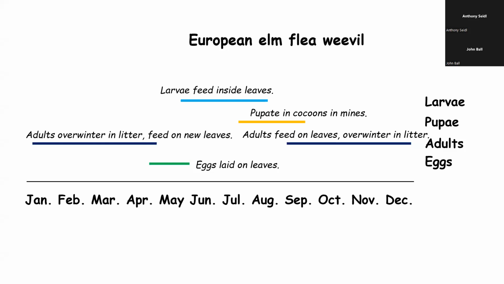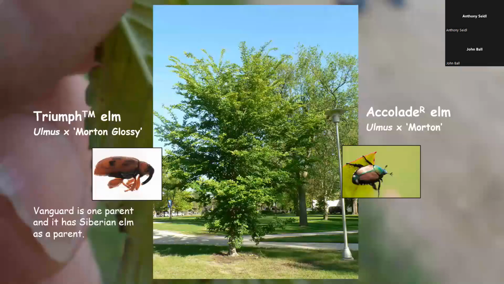And then they'll pupate in cocoons in the mines, drop out, hence we'll have more holes in the leaves, and the adults continue feeding. I've seen some elms that look like Swiss cheese between the feeding of the adults and the larvae. Now, again, its favorite food source is any Siberian elm. And I've noticed with our hybrid elms, if they have a lot of Siberian elm in their heritage, you'll find them hammered. For example, Triumph elm.